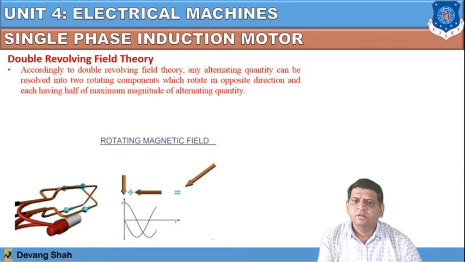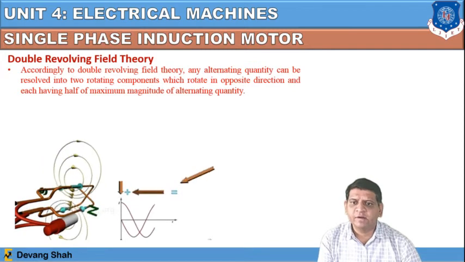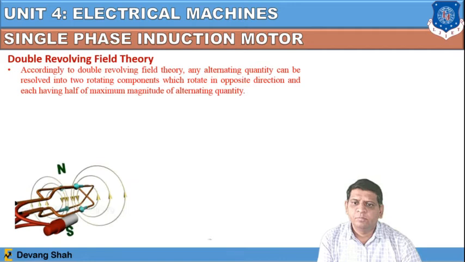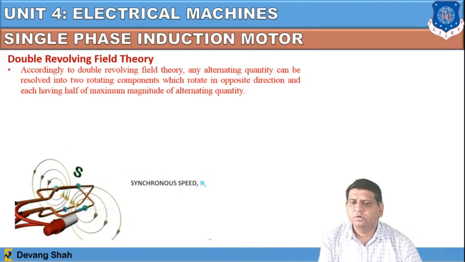Once the rotor takes the speed of the rotating magnetic field, then after some time the auxiliary winding is not needed. At the synchronous speed of the rotating magnetic field, there is no requirement for this auxiliary winding. So this we define as the double revolving field theory.